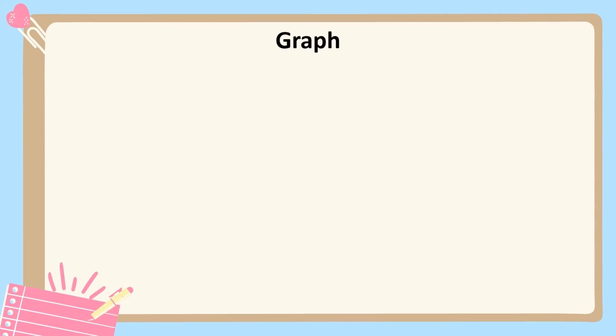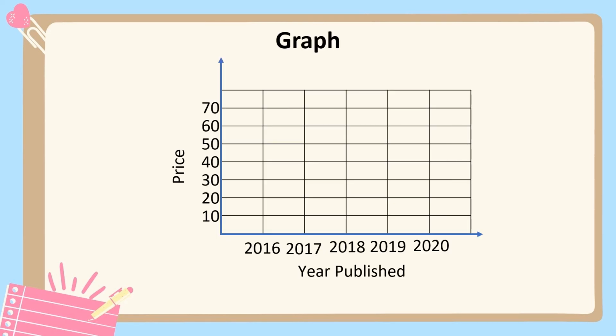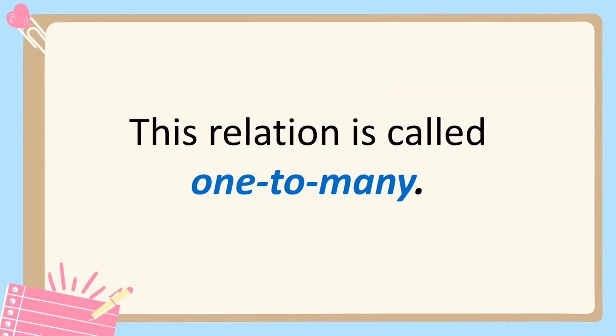This is the graph of the given relation. For the year 2016, the price is 30 pesos. 2017, 40 pesos. 2018, we have 50 and 55. 2019, we have 55 and 60. 2020 is 70. This relation is called one-to-many relation.